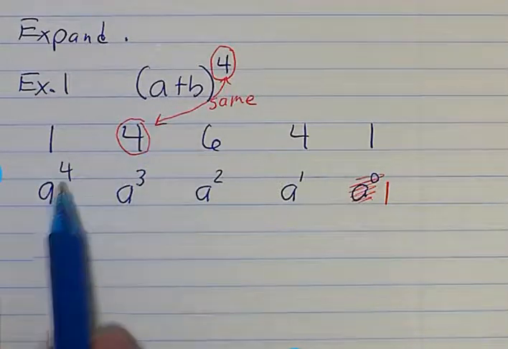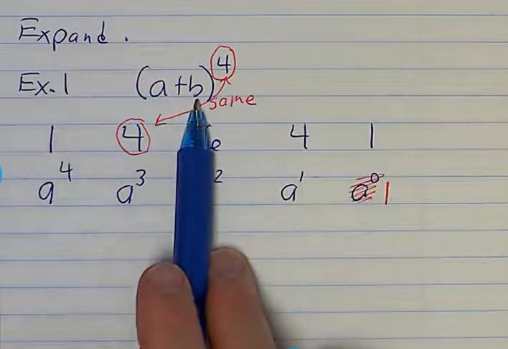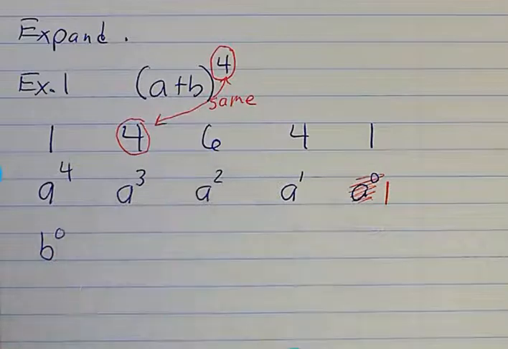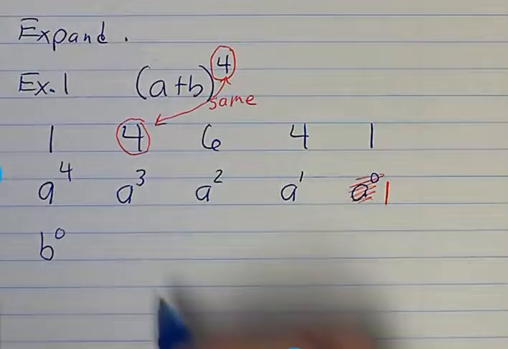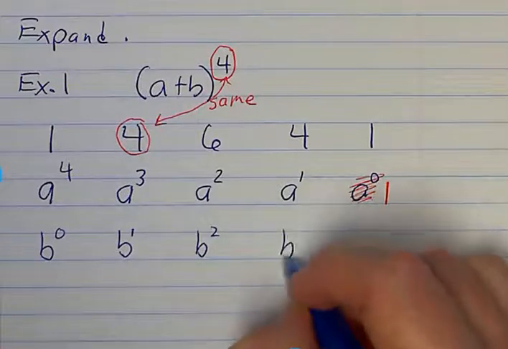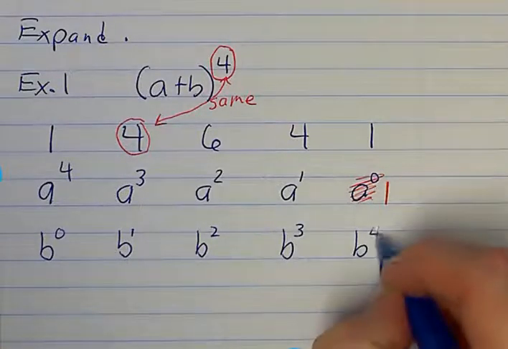So there's the first term counting down on the powers. Then we're going to take the second term, which was b, and this time we're going to count up, and just make sure you start at the 0 power. So that's going to be b to the 0, b to the 1st, b to the 2nd, b to the 3rd, and then b to the 4th.